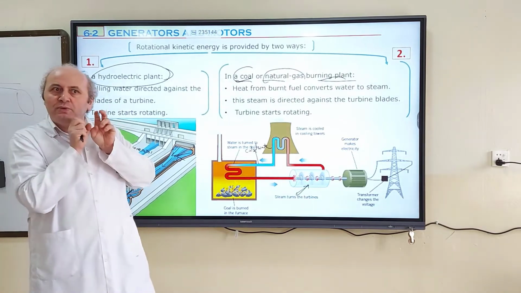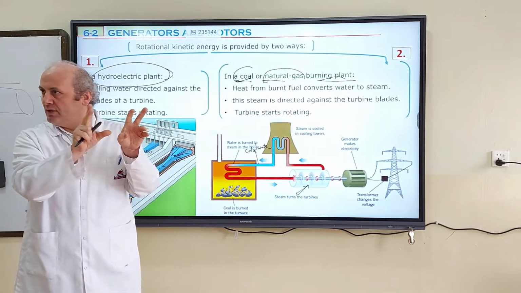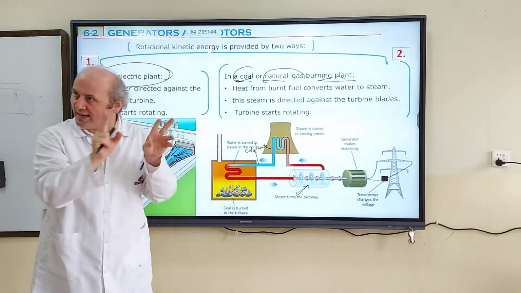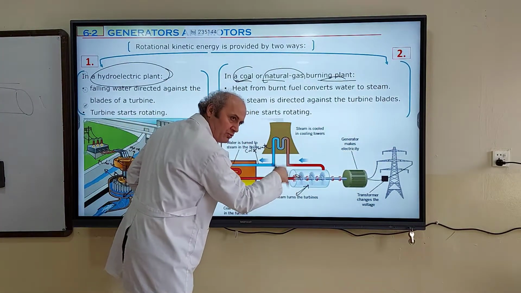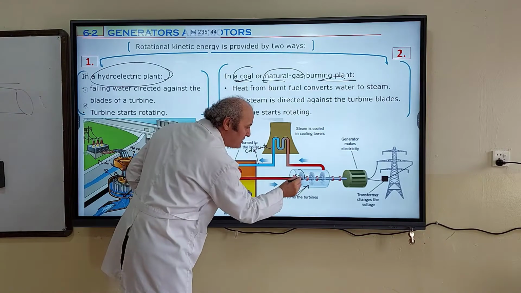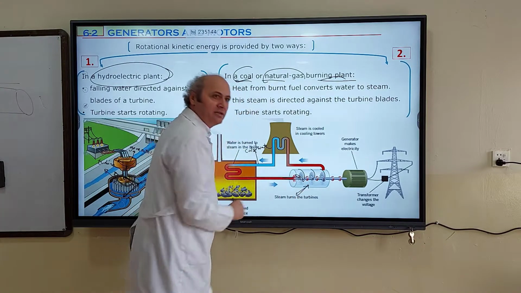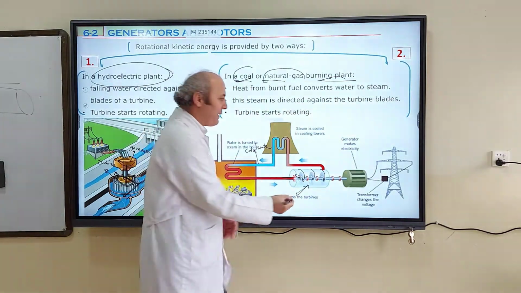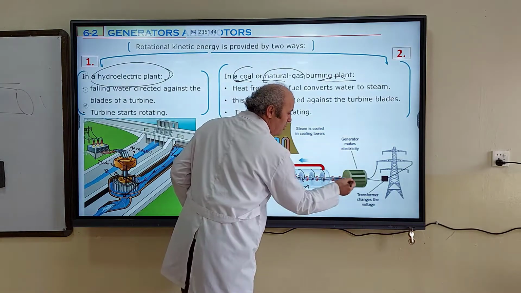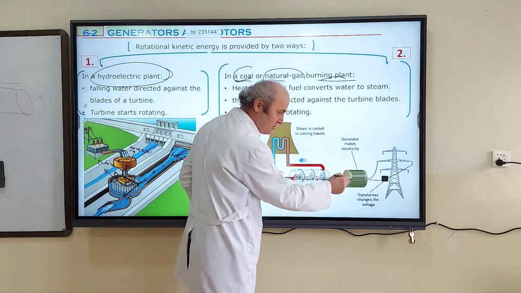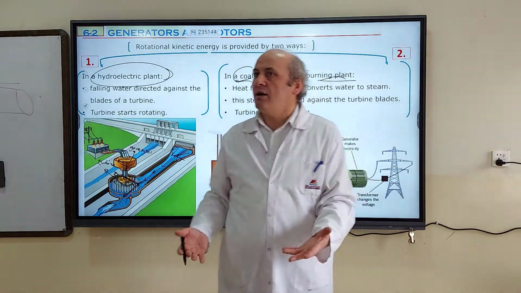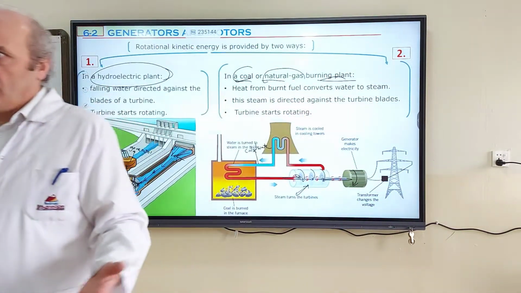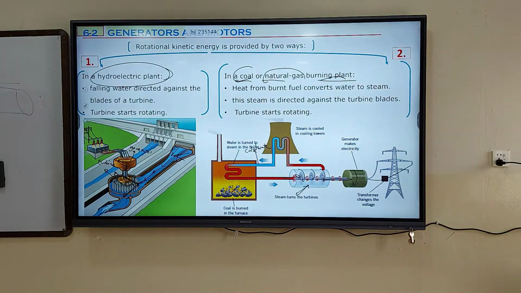Steam is starting to blow just like a wind. And as it is blowing towards these blades of the turbine, the turbine starts to rotate. Of course, this turbine is attached to the coil of the generator inside this generator. So the coil is also starting to rotate. As the coil rotates, magnetic flux changes. If magnetic flux changes, there is an induced current in the generator.